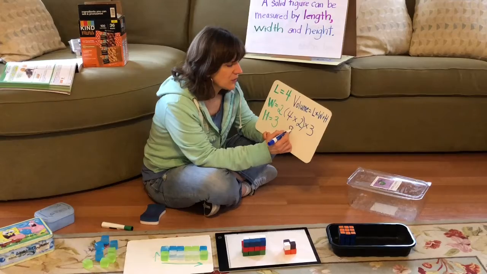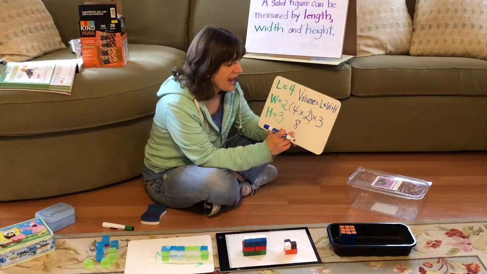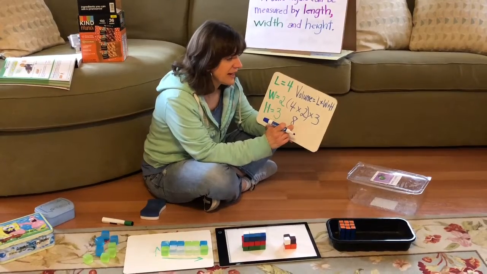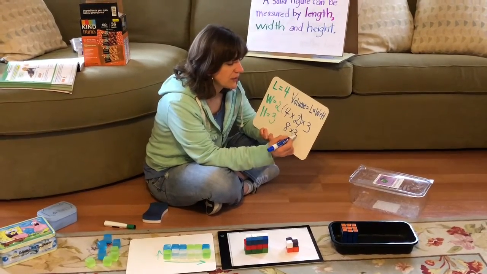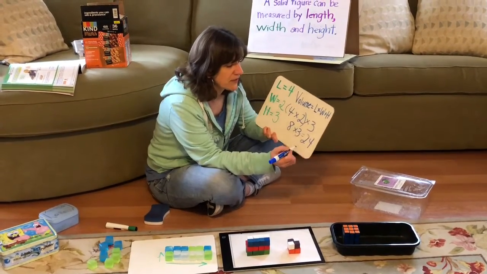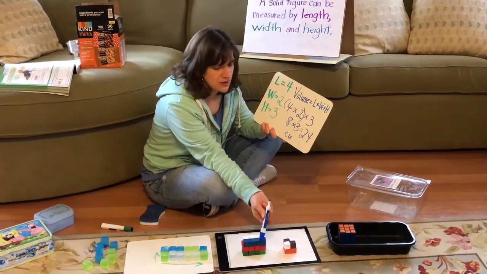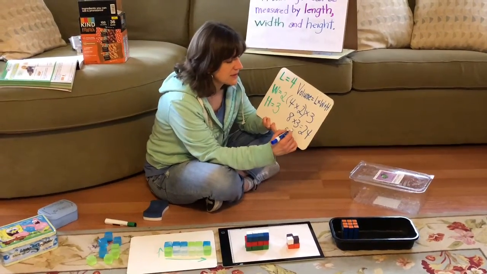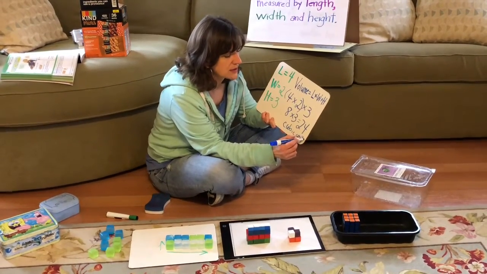And then write the product for 4 times 2, which is 8. But don't forget, that's not the complete answer. You still have to multiply the height, which is 3 cubic units, giving us a total volume. 8 times 3, everybody, is? 24. Correct. So the answer to the volume of this solid figure is 24 cubic units.